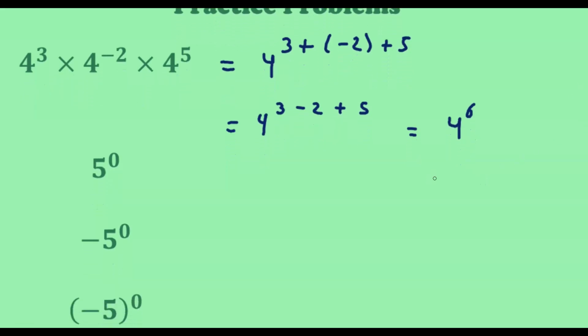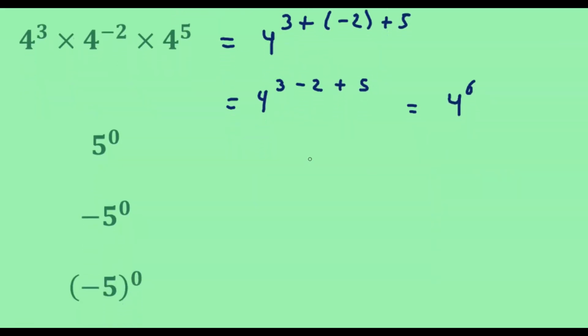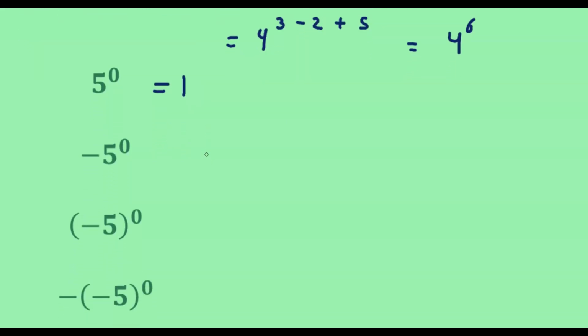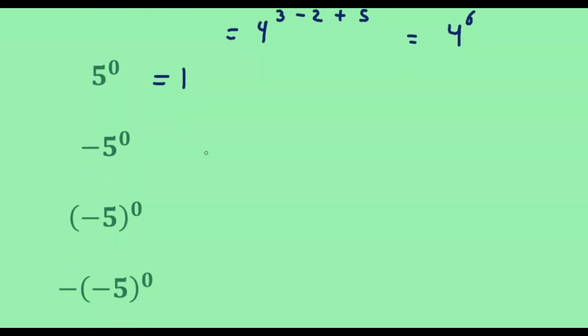Next, we have 5 to the power of 0. Now, using the zero exponent law, 5 to the power of 0 will be 1. Next, we have negative 5 to the power of 0. So this means negative of 5 to the power of 0. And 5 to the power of 0 will be 1 using the zero exponent law, so we end up with negative 1.